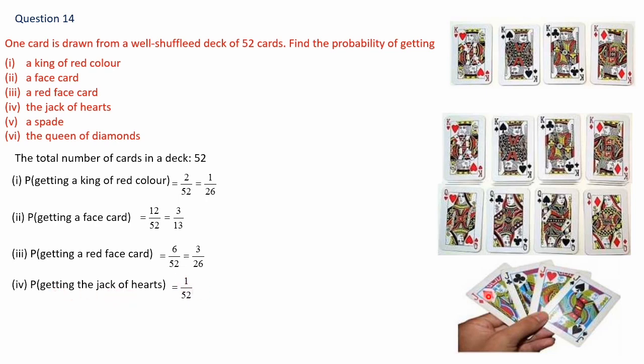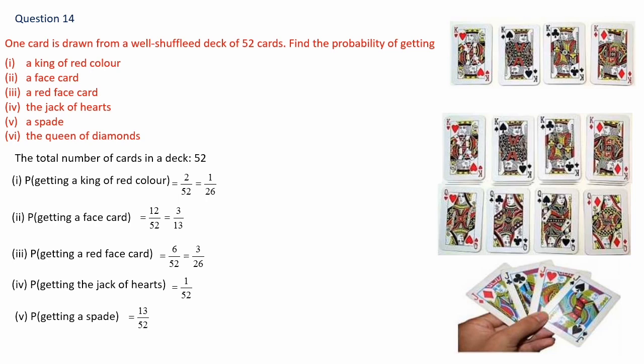So these are the jack cards. 4 jack cards are there. In hearts there is only one jack. So 1 divided by 52. Total number of outcomes is 52. Favorable outcome is 1. No cancellation. Then fifth one, probability of getting a spade.